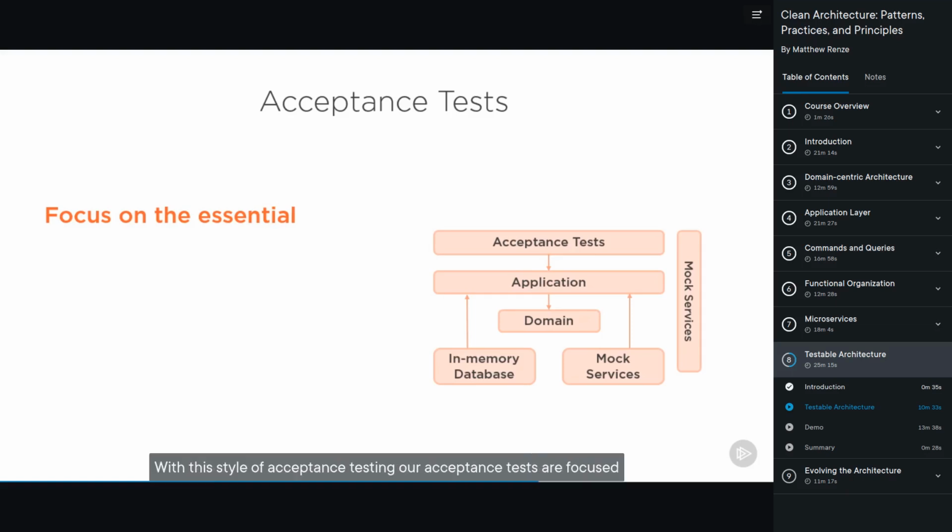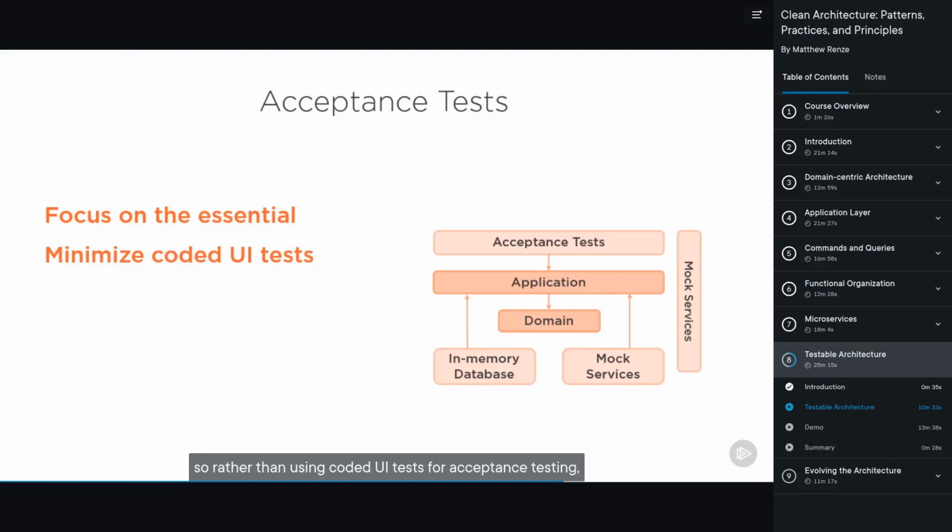With this style of acceptance testing, our acceptance tests are focused on what is essential in our application, that is, the business domain and the use cases in the application layer, not the implementation details like databases, operating systems, third-party dependencies, or cross-cutting concerns. Doing this allows us to minimize the number of coded UI tests in our application.